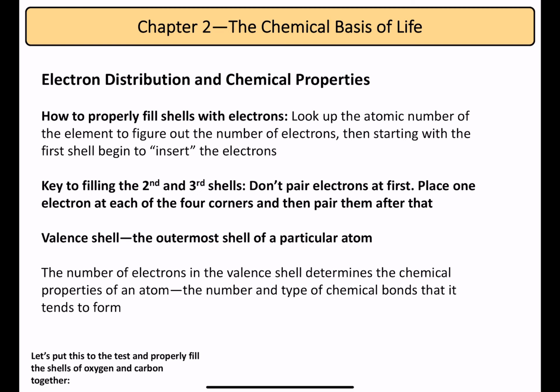Our next concept: how do we know where these electrons go on these shells? How do we properly fill our shells with electrons? Very important. And there's a process to it. So, to show you how this process works, it's easiest to start with an actual example. And that example that I'm going to use is oxygen.